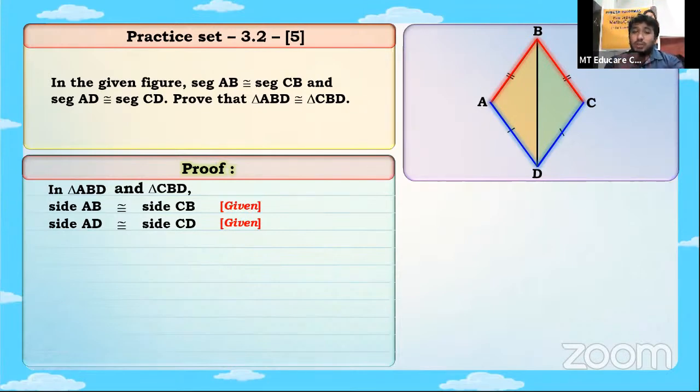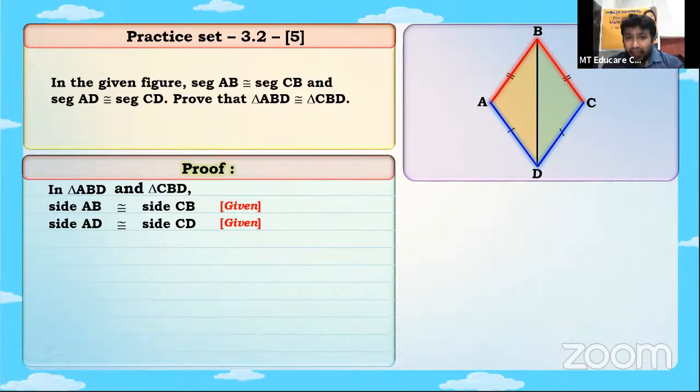So students, in the question only two are given. And we know to prove any two triangles congruent, minimum we require three elements. So tell me students, how will you prove triangles congruent? Which will be the third element?